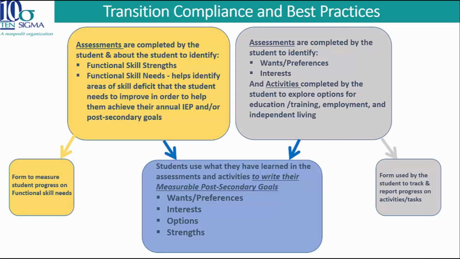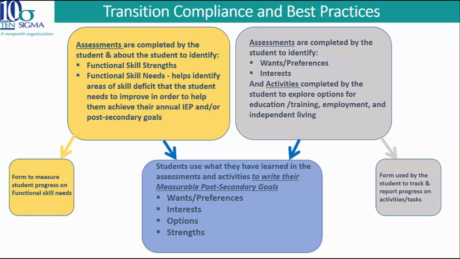The next thing that we need are assessments that are completed by the student to identify their wants, preferences, and interests, and then activities for them to do to explore their options. Both of these components are needed in order for the student to write or assist in writing their post-secondary goals. The information from these assessments and activities are also used to write the student's present level of academic and functional performance and determine their annual goals, transition services, and their courses of study.